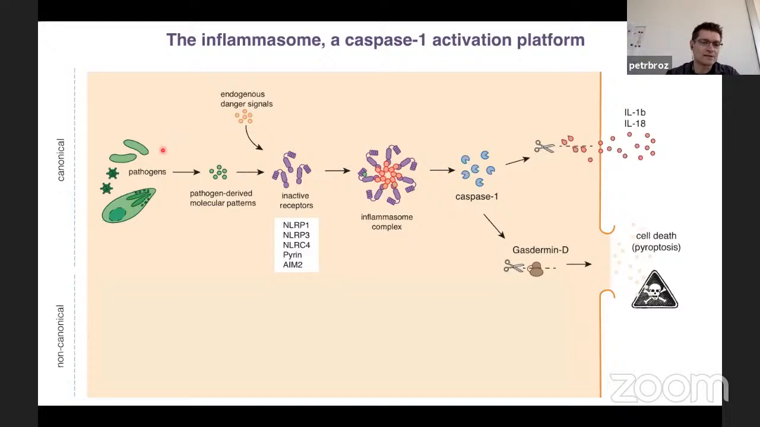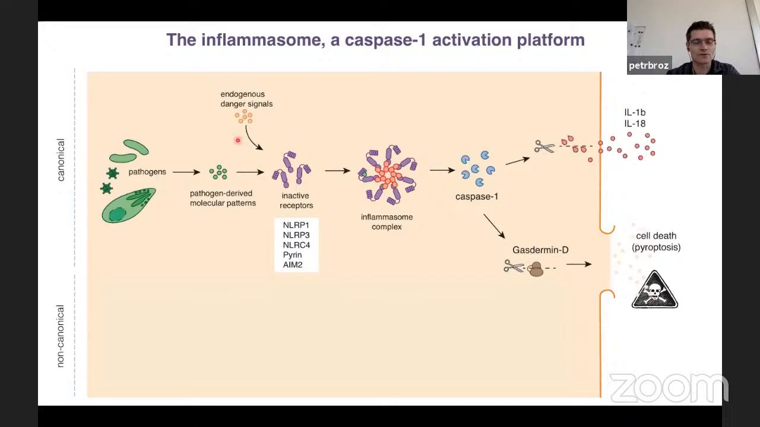So we distinguish roughly between a canonical and a non-canonical pathway. And we'll start with the canonical pathway first. So the canonical pathway is engaged or activated when cytosolic pattern recognition receptors detect the infection with a pathogen, as shown here, recognizing PAMPs, for example, or endogenous danger signals that can be, for example, liberated upon infection of a pathogen. So this can be stress signals that are caused or created by pathogen infection.